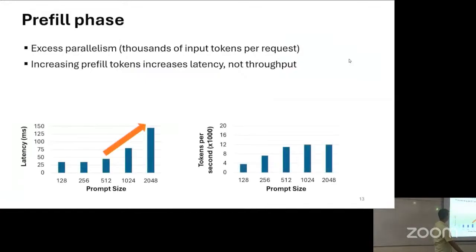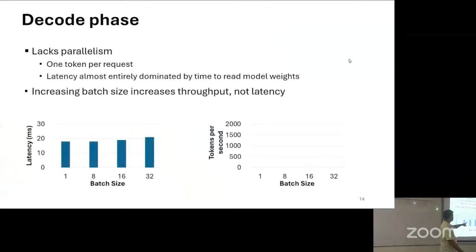Right. So prefill increases latency beyond a certain point. Throughput does not increase. Decode is exactly the opposite now.